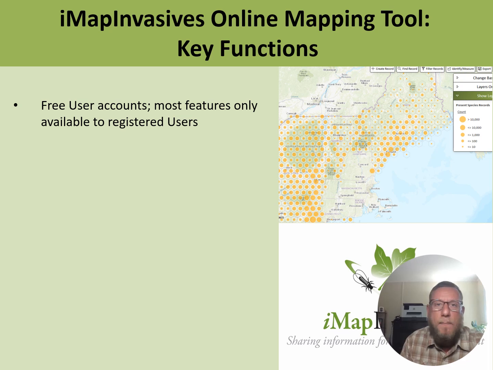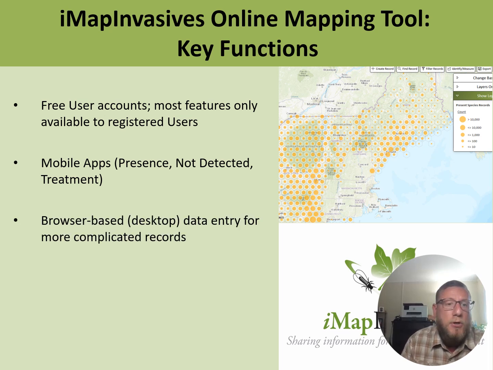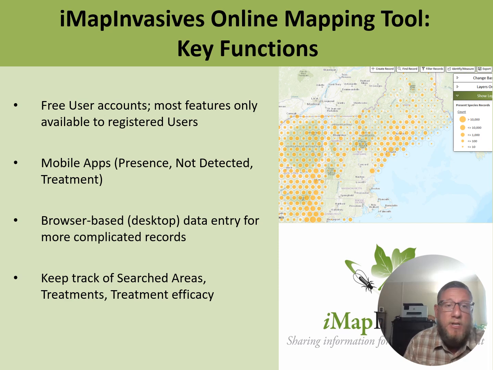So, this is just kind of a recap on some of the iMap Invasives online mapping tool key functions. Again, the user accounts are free, and most features are only available to registered users. You can also use multiple mobile apps, so you can create presence, not detected, and treatment data in mobile apps. You can use the browser-based desktop for data entry for more complicated records, so more polygons, lines, tracks, things like that. You can keep track of searched areas and also treatments and treatment efficacy over time. And again, you can create those email alerts.